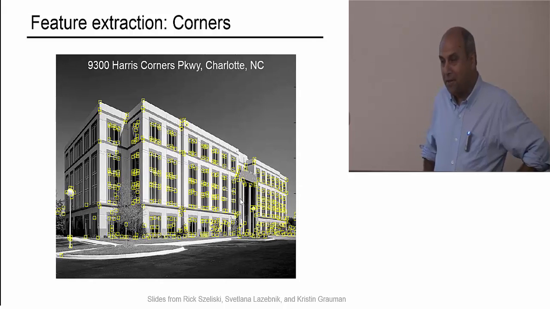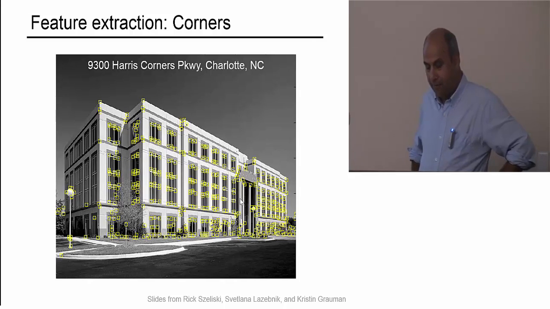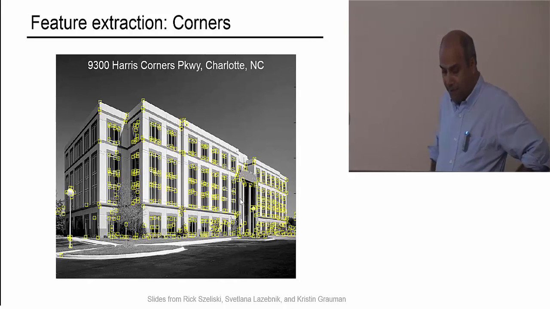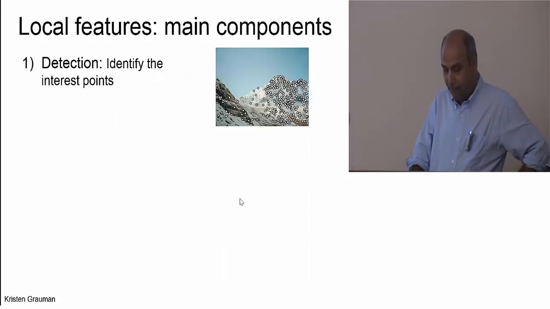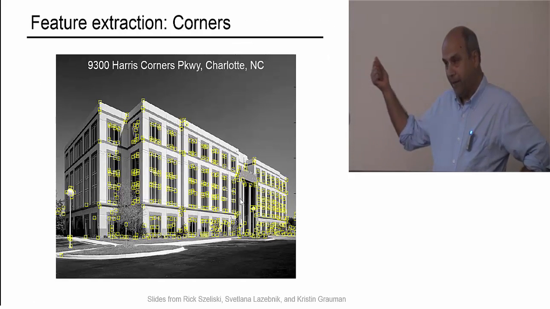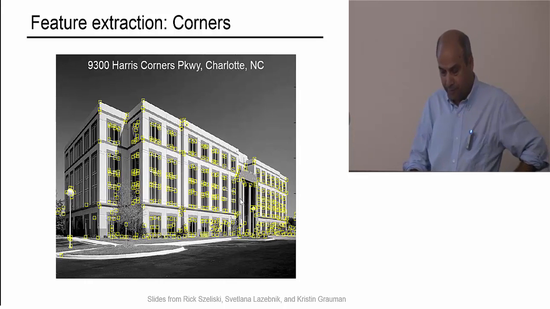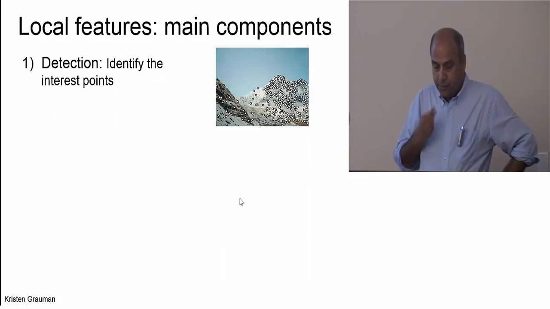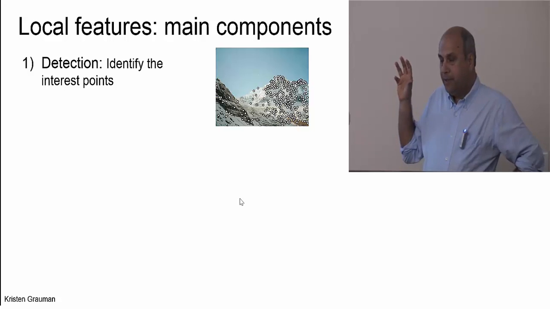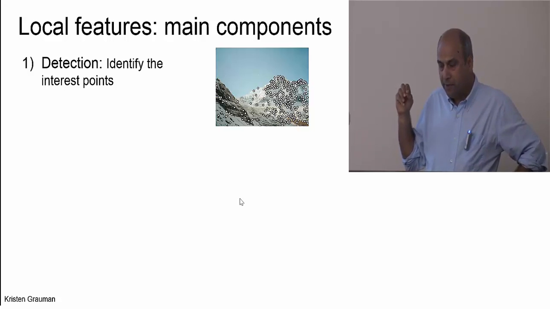This is the address, and these are the interest points that were detected, and there are quite a few of these, as you see, 9,300. And we will discuss how to get that, what's the process to do it. Okay. So these interest points are called local features.